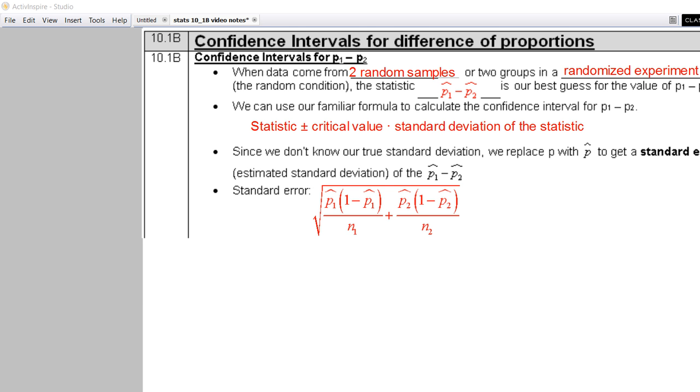Okay, today we're going to continue talking about confidence intervals, and we're going to look at confidence intervals for differences of proportions.